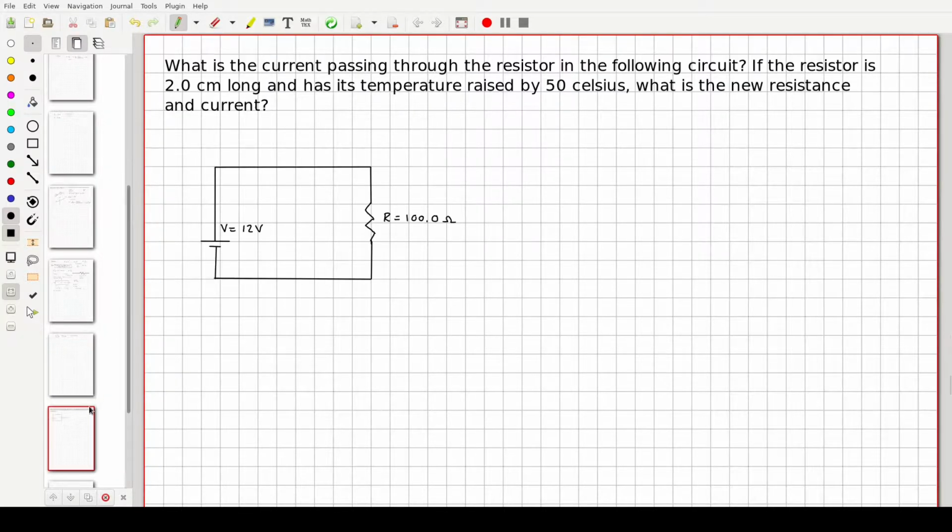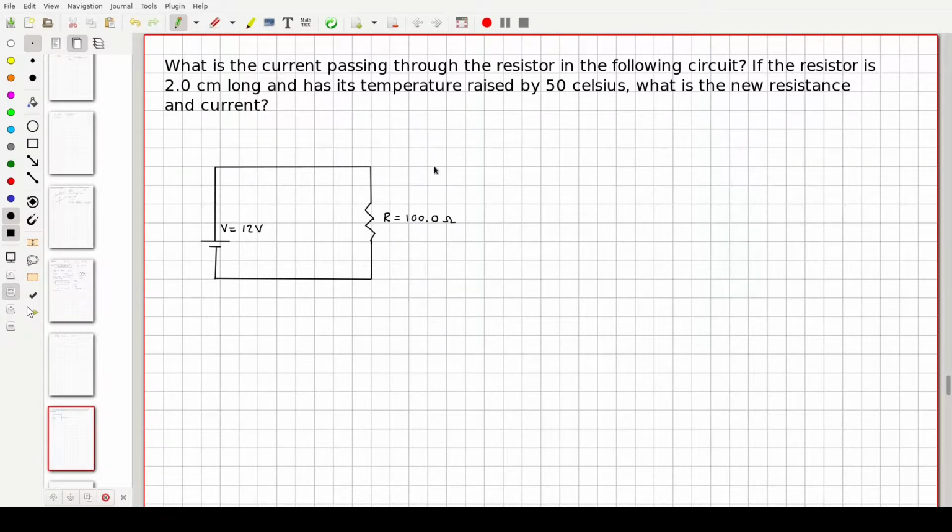So as an example, what I'd like to do is to look at this problem right here. We have current passing through a resistor. Our source voltage is 12 volts, our resistor is 100 ohms, and as you can see, I have it crimped right here. What I'd like to know is how much current's passing through, and I'd also like to know if I were to change the temperature of this by 50 degrees Celsius, I'm going to raise it. I want to know what the new resistance is going to be, and also what the new current that flows through is going to be.